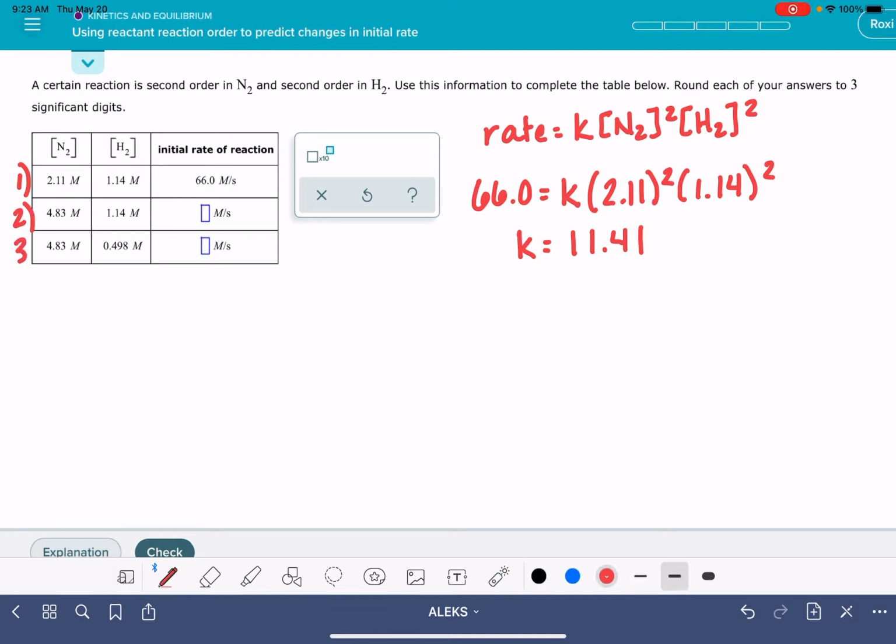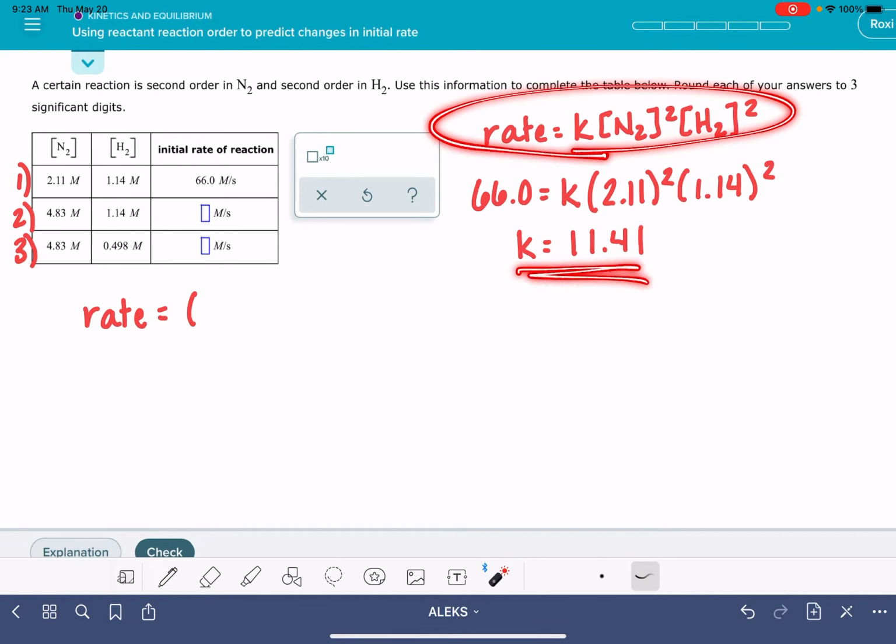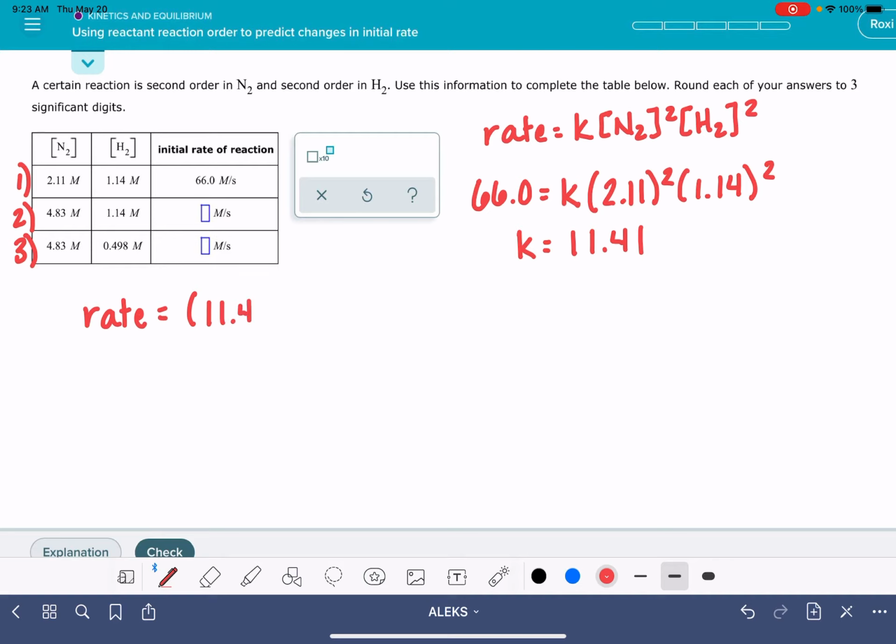Once we know the value of K, we can work on the rest of this problem. So for the rest of this problem, it's giving me some data about N2 and H2 and asking me to calculate the rate. The rate constant K is literally a constant, so it doesn't matter what the concentrations are. I'm going to use this rate law again, but this time I know the value of K, 11.41. I'm going to plug in the data that I'm being given in row number 2, 4.83. Don't forget that that needs to be squared. 1.14, that also needs to be squared. It's not always going to be squared. You've got to pay attention to what the problem is telling you in terms of the reaction order, and we'll use this to solve for the rate.